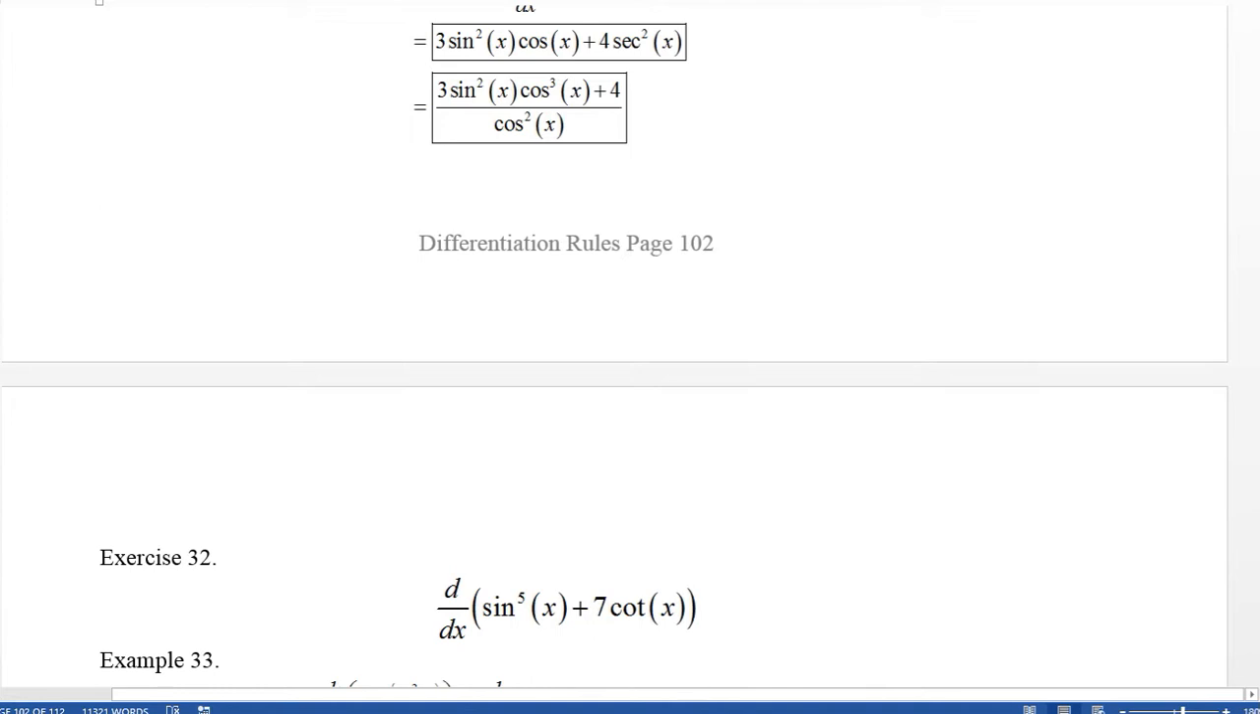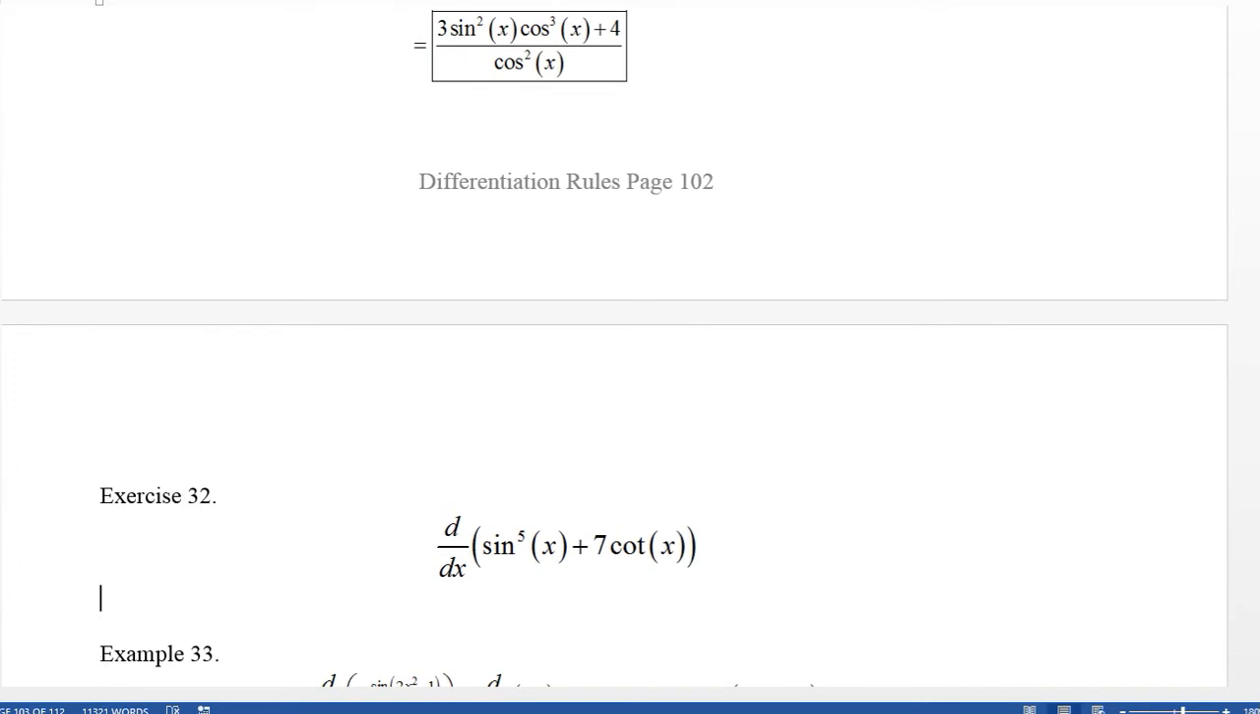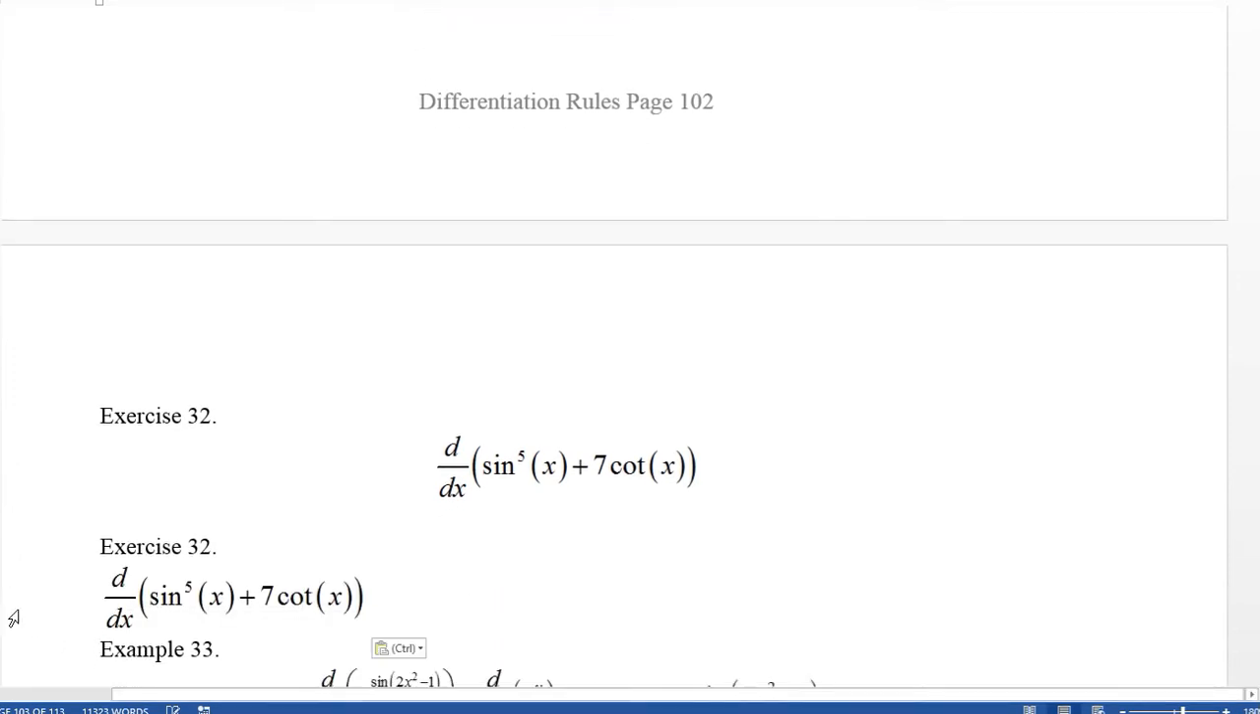Okay, so here's a somewhat similar example. See if you can do this one. The derivative of sine to the 5th of x plus 7 times cotangent of x. Go ahead and press pause now. Okay, well, you're back. Hopefully you've worked that one yourself. Let's go ahead and work it out here too.